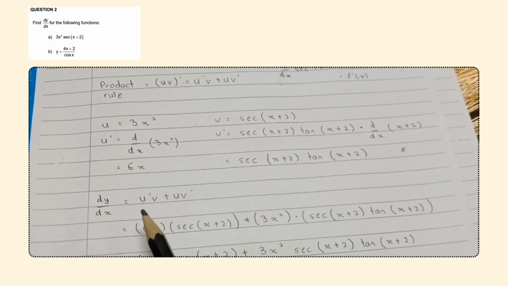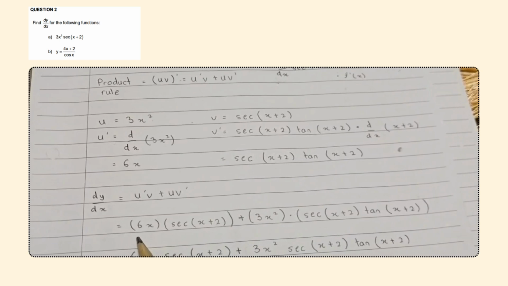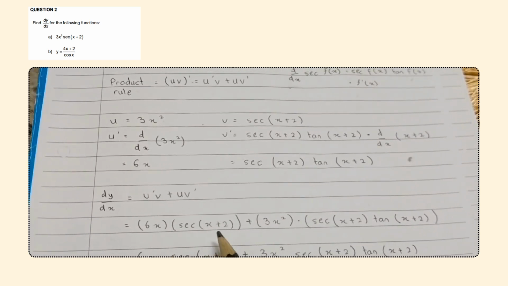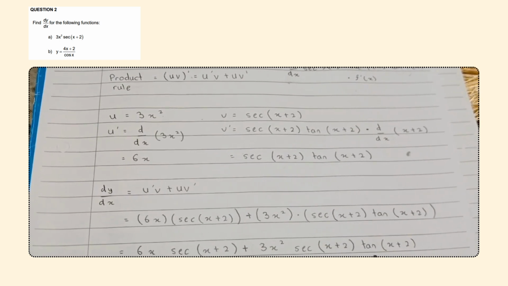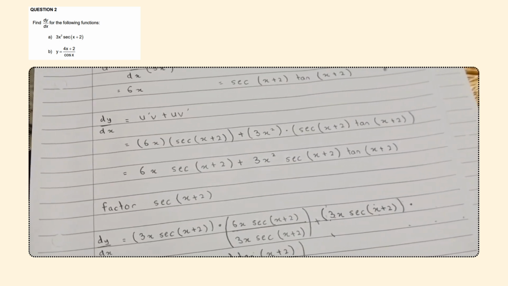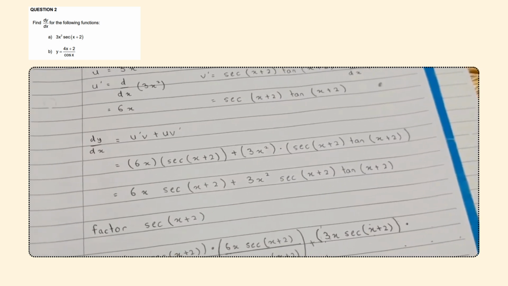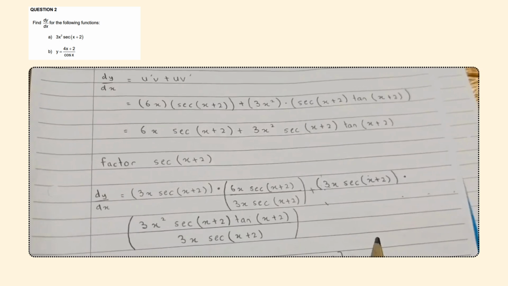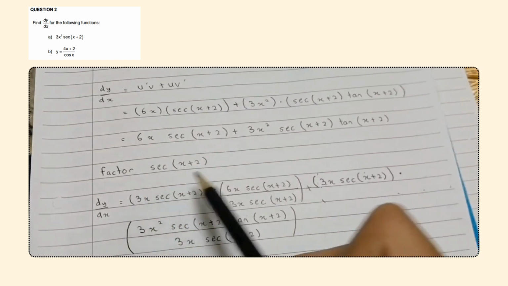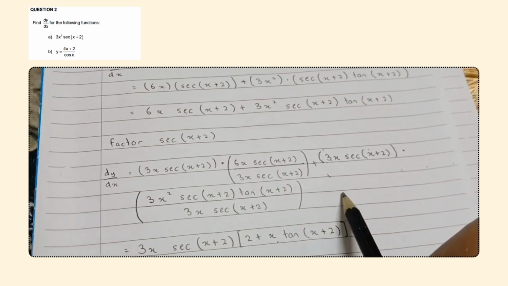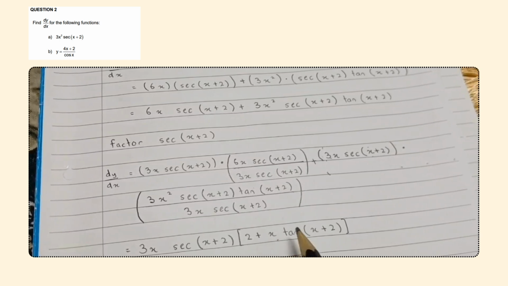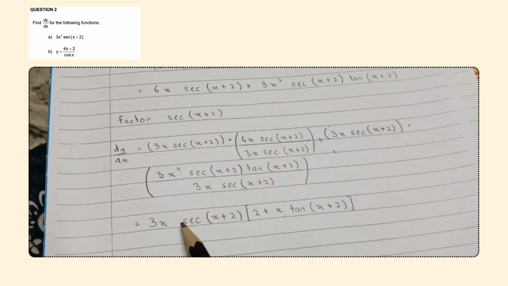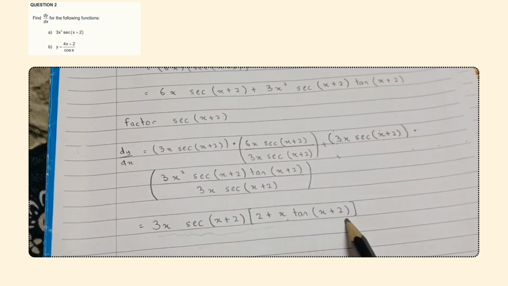Step 2, now we apply the product rule, we get 6x sec(x plus 2) plus 3x squared times sec(x plus 2) tan(x plus 2). We got the answer. For step 3, we can factor out sec(x plus 2) to simplify it further. We can show our solution like this, and we can also get the answer 3x sec(x plus 2) times (2 plus x tan(x plus 2)). This is the answer for question A.